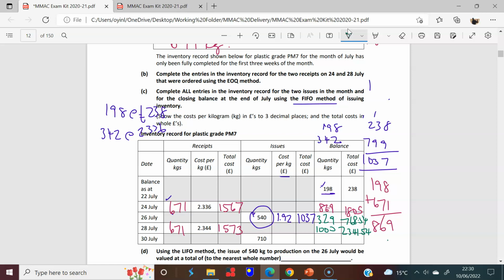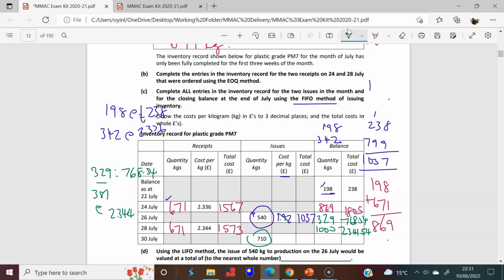And then you do a final issue here of 710. It's first in, first out. So let's be clear. We have the first 329 at 768.54. And then the balance, because it's 710, isn't it? You've issued the 329 from here. So the balance of that, which would be 710 minus the 329, is 381. And you will have 381 at the £2.344, right?